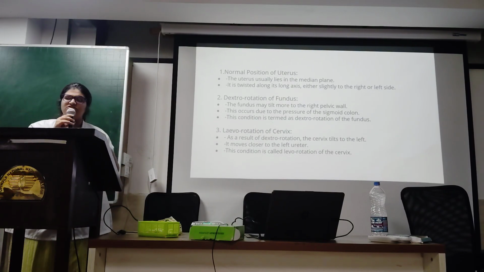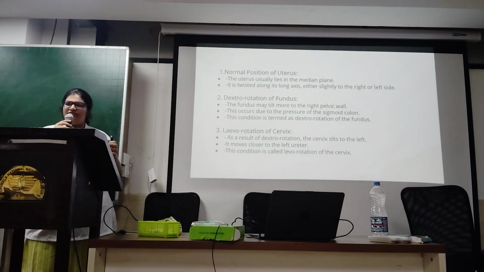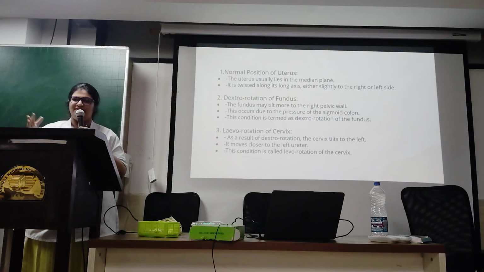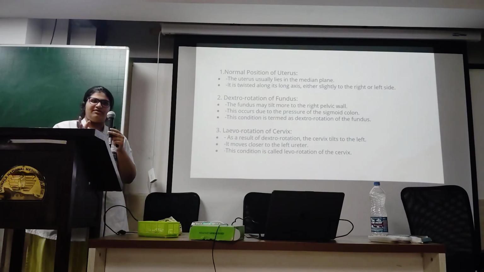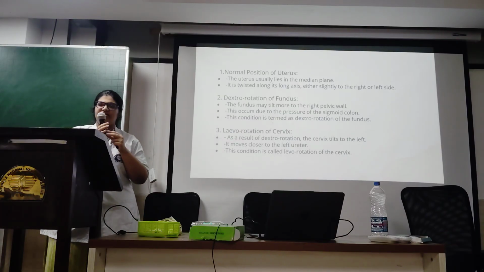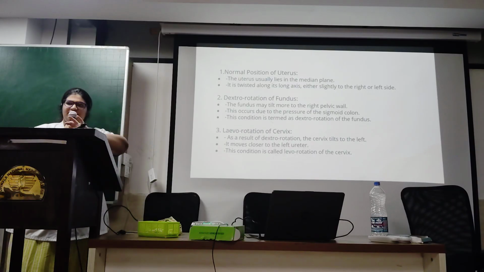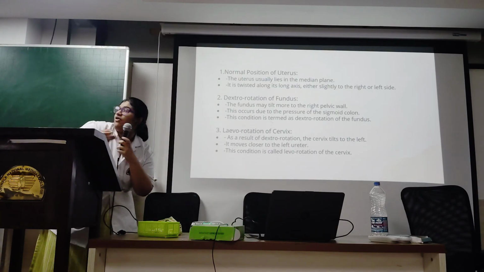But if there is too much pressure by the sigmoid colon on the left side, there will be a dextrorotation of the fundus, because the sigmoid colon is on the left side and it will put pressure. So the fundus of the uterus will move towards the right side. And if the fundus moves to the right side, the cervix will move to the left side. Like if I can draw it.